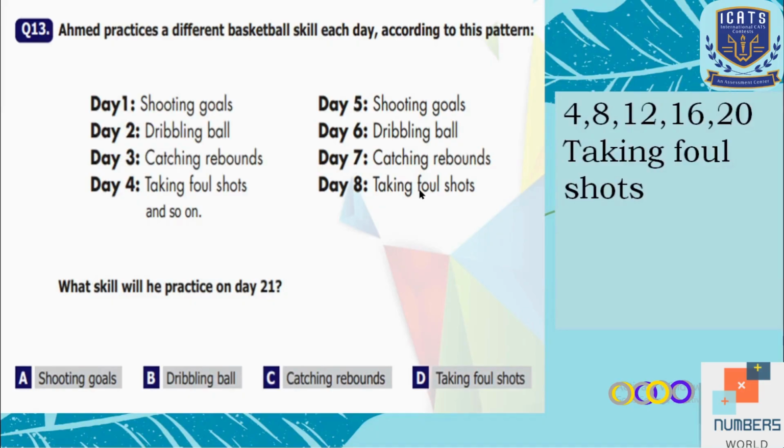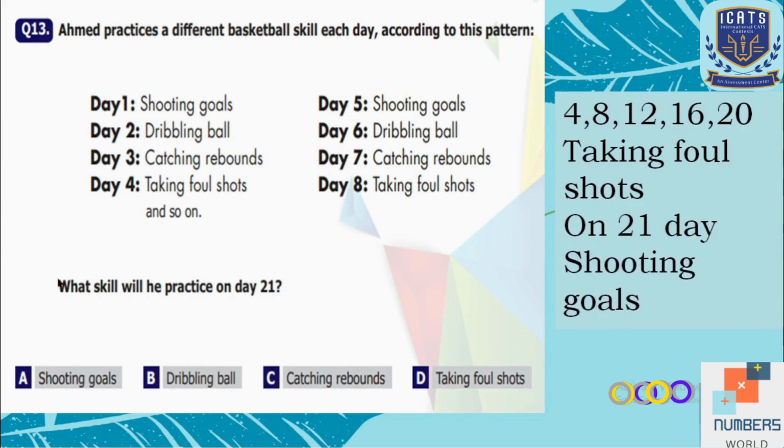So we can follow the pattern. On day 4, then day 8, 12, 16 and 20, he is going to play taking foul shots. So on the 21st day the pattern will be started again. So he will play shooting goals over here. So A is the correct option.